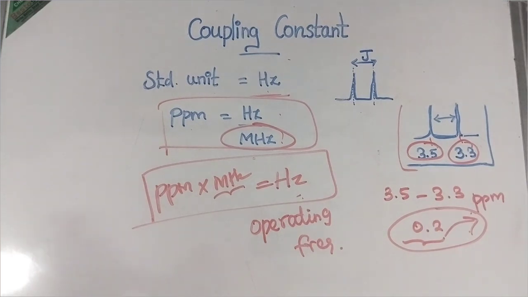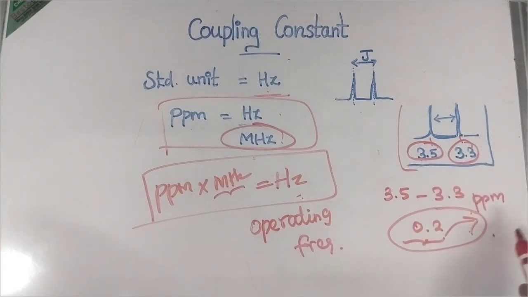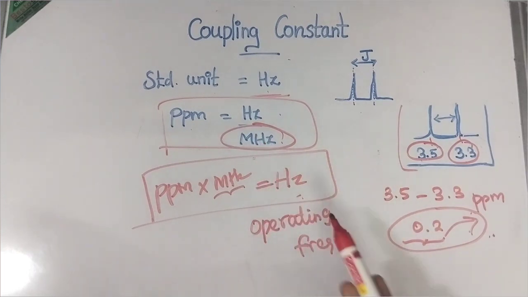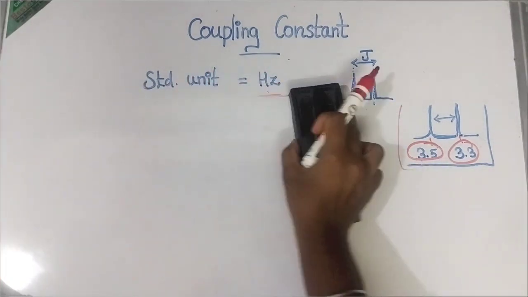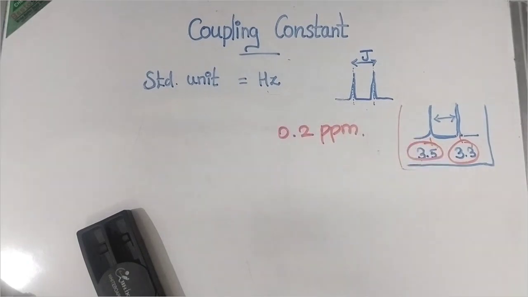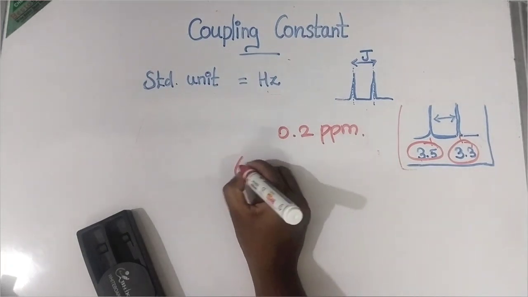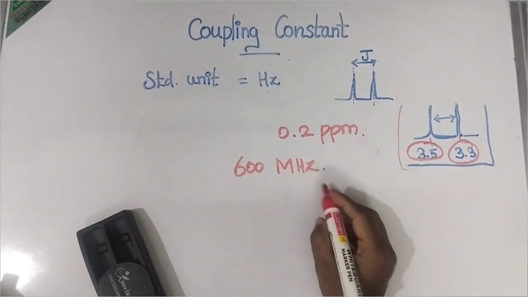I think these questions have been asked in CSIR. They have given you the chemical shift values. So first of all, you have to subtract these two. You will get the value in ppm, and you have to change it into hertz, because the standard unit for coupling constant is hertz. Hence you have to convert it. See, for example, in this case we have got 0.2 ppm, right? Suppose in the question they have given you that the operating frequency of the instrument is 600 megahertz. What you have to do?